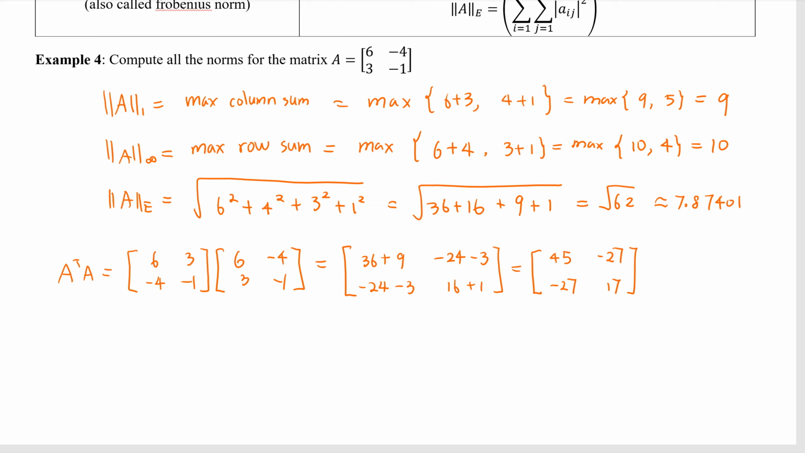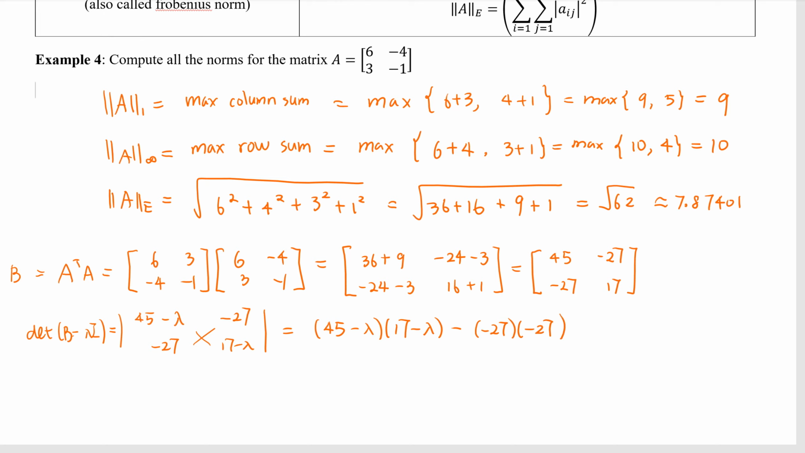So we first compute the determinant of, let's call this B, so we compute the determinant of B minus lambda I. What's B minus lambda I? It means for the diagonal elements, we subtract lambda. And then the rest stay the same. So the determinant of a 2x2 matrix is cross multiply, but we subtract. So 45 minus lambda times 17 minus lambda, subtract -27 times -27.